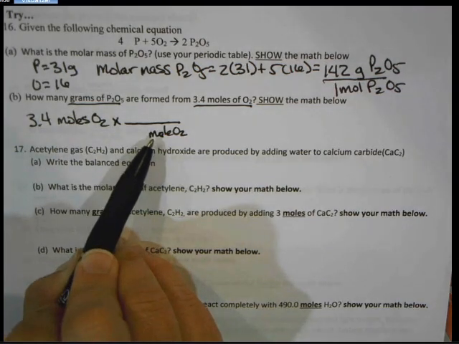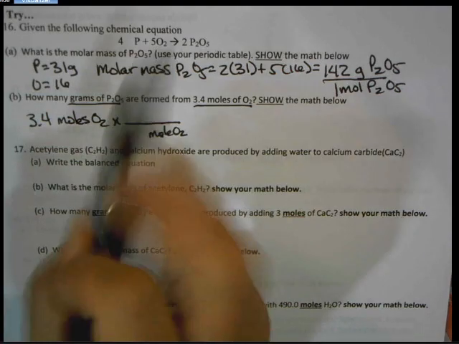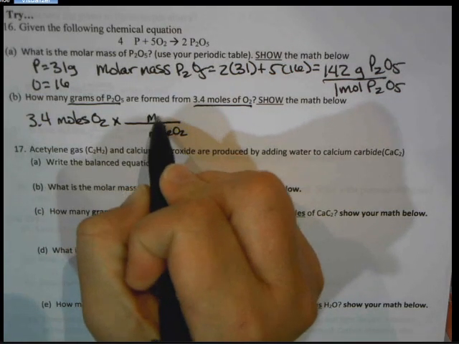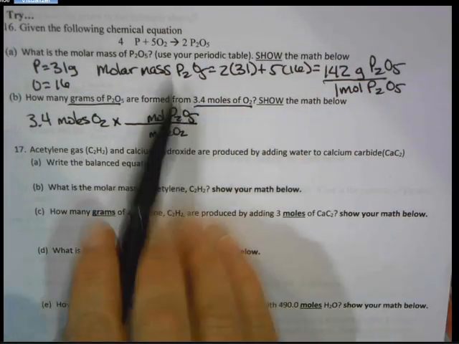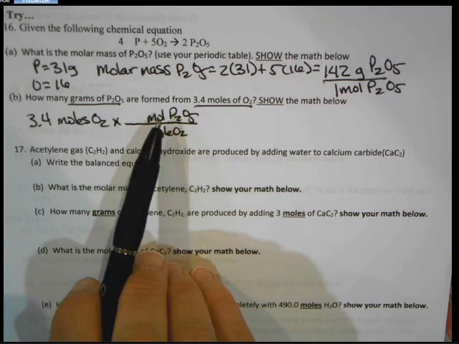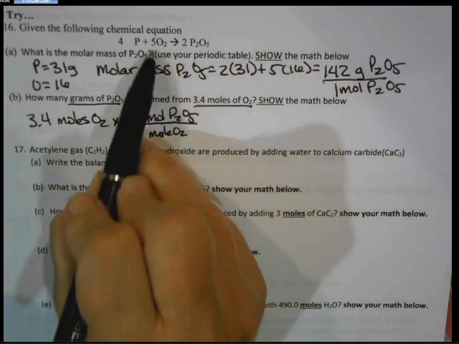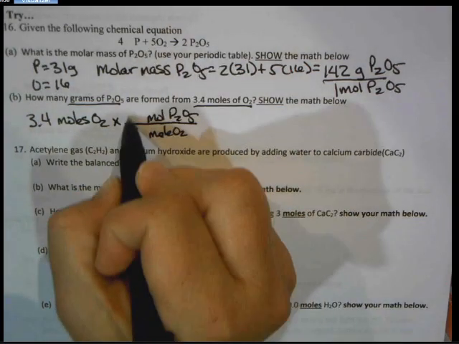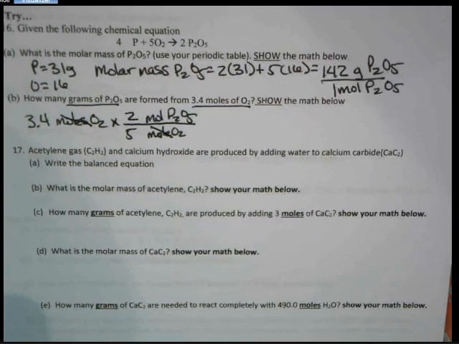Now, remember, I'm going to have to use the mole ratio, which is from the balanced equation. I cannot go from moles to grams in the mole ratio. Mole ratios only go moles to moles. So I'm going to need to go to moles of P2O5. I go up to my equation to get my mole ratio. So I have 5 moles of oxygen to 2 moles of P2O5. My moles of oxygen are going to cancel.